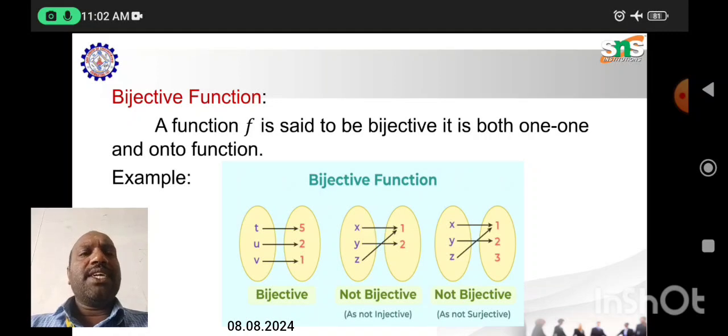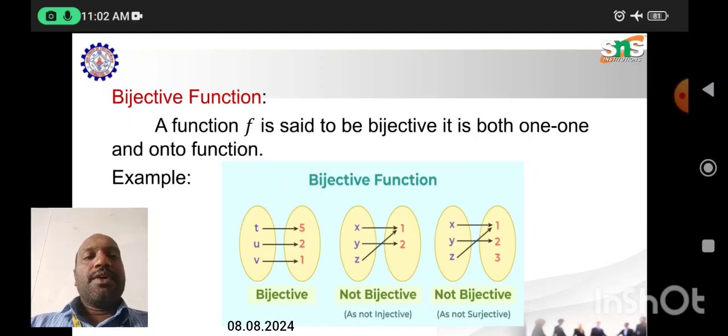See the bijective function. A function f is said to be bijective if it is both one-to-one and onto. That is called a bijective function. A function f is said to be bijective if it is both one-to-one and onto.